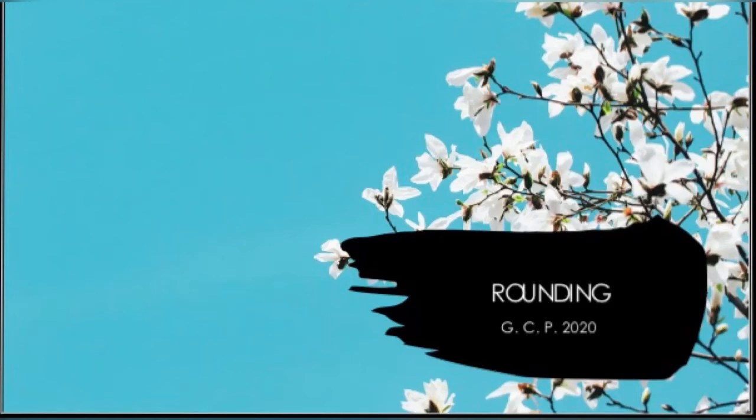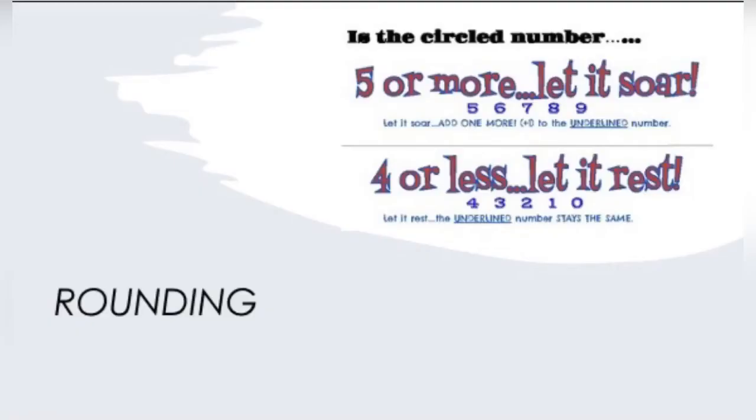Rounding whole numbers and decimals. First, this digit doesn't change. 5 or more, let it soar. 4 or less, let it rest.